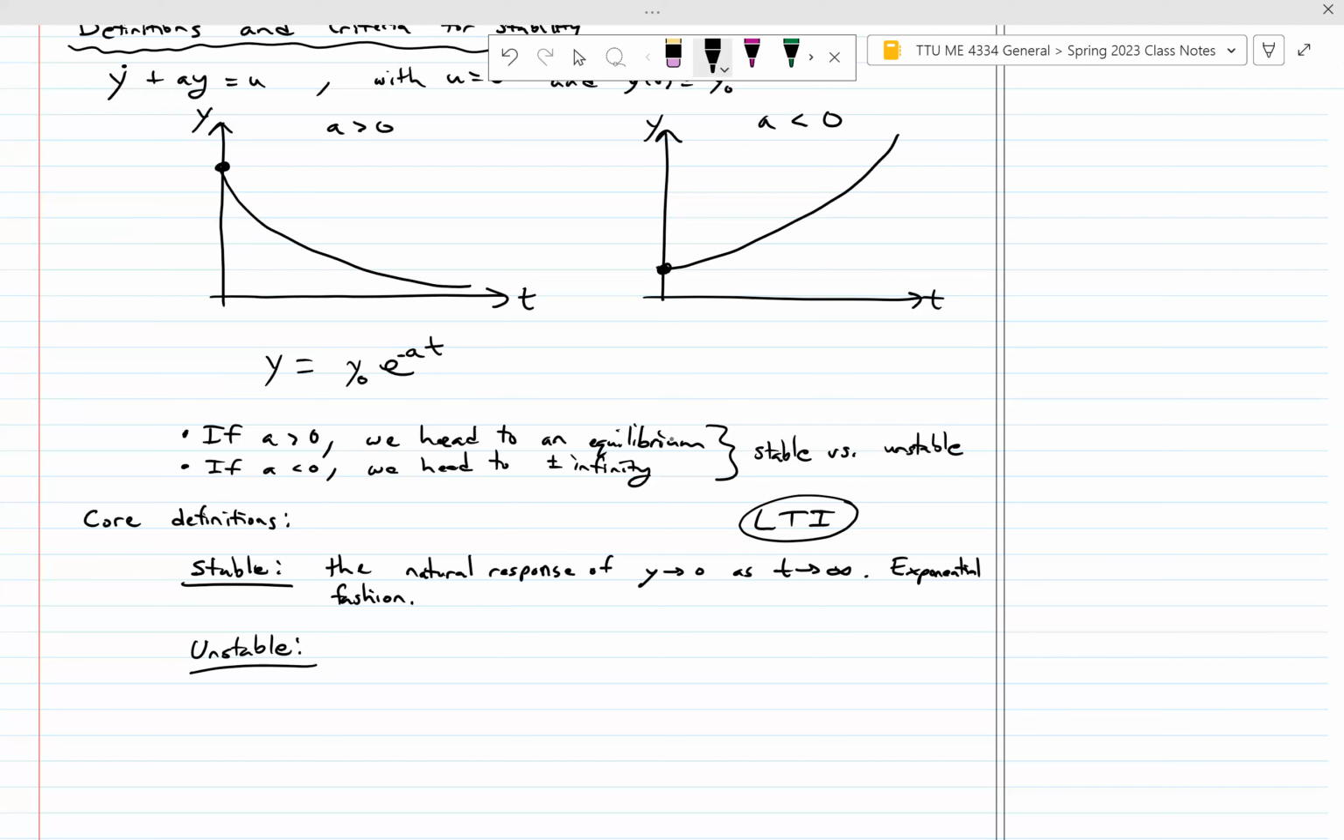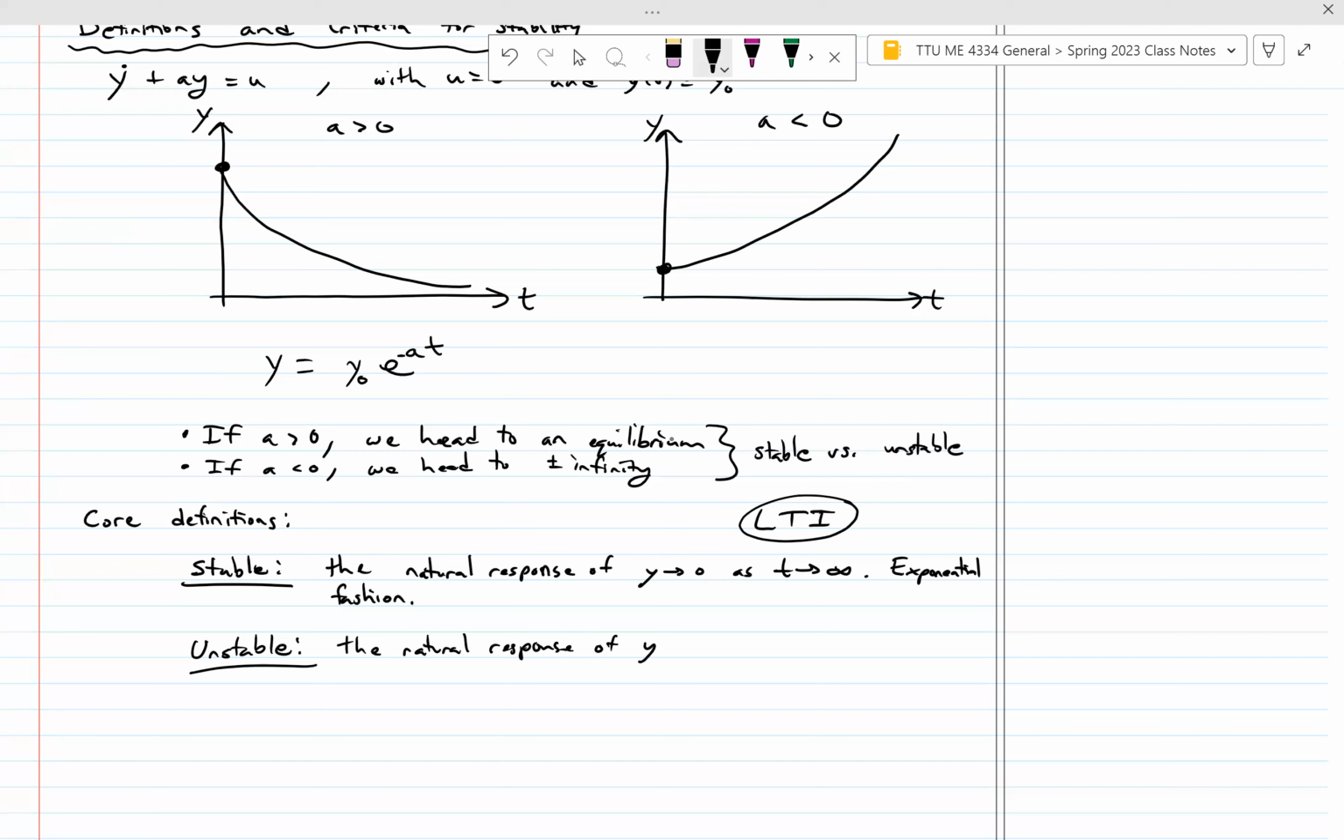Right? The natural response of y approaches plus or minus infinity as time approaches infinity. Okay, one more definition. See if you guys still have this in your memory banks. What about marginally or neutrally stable?